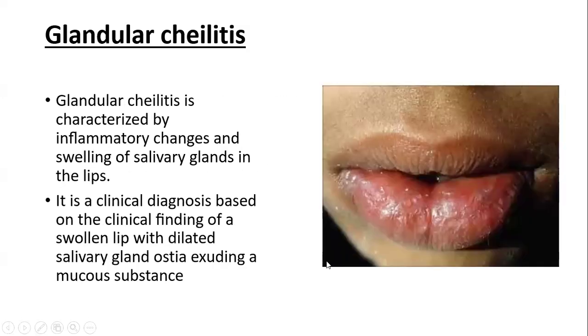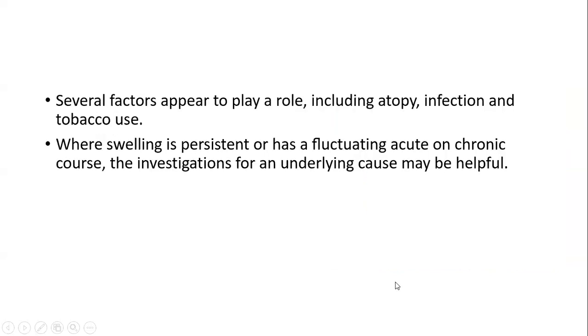Glandular cheilitis is a peculiar kind of cheilitis caused by inflammatory changes and swelling of the salivary glands of the lips. Clinical diagnosis is based on the findings of a swollen lip with dilated salivary gland ostia, as you can see in this picture, extruding a mucous material. Several factors appear to play a role, like atopy, infection, and tobacco use. When swelling is persistent and fluctuating, with acute or chronic course, investigation for an underlying cause may be helpful.